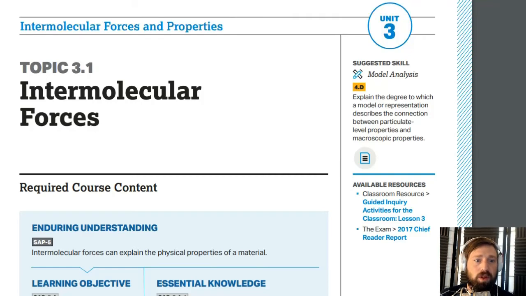We're now moving on to Unit 3. This time, this entire unit is all about intermolecular forces. So this is going to be about how molecules are going to interact with each other, what kind of forces are between them, do they attract, do they repel, how are they starting to interact.